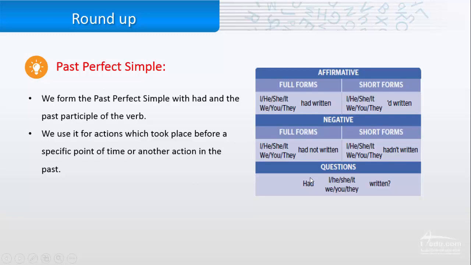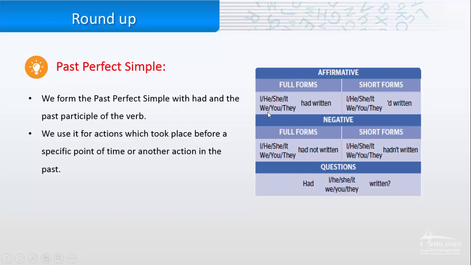Now let's see the past perfect simple. We form the past perfect simple with had and the past participle of the verb, or some people call it verb 3. We use it for actions which took place before a specific point of time or another action in the past.